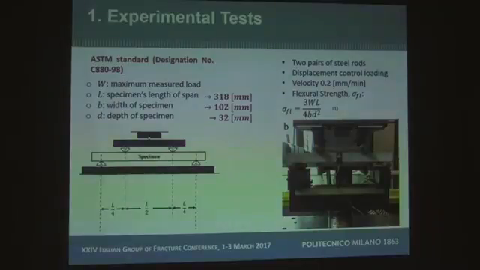So, we perform the Flexural test based on the ASTM standard with this designation number. Of course, two pairs of steel rods, displacement control loading. The velocity is 0.2 millimeter per minute, and the Flexural strength can be defined by means of this equation, where W is the maximum measured load, L, B, and D are the length, width, and the thickness of the specimen respectively. With these values, the total length span of the specimen is 381 millimeters.